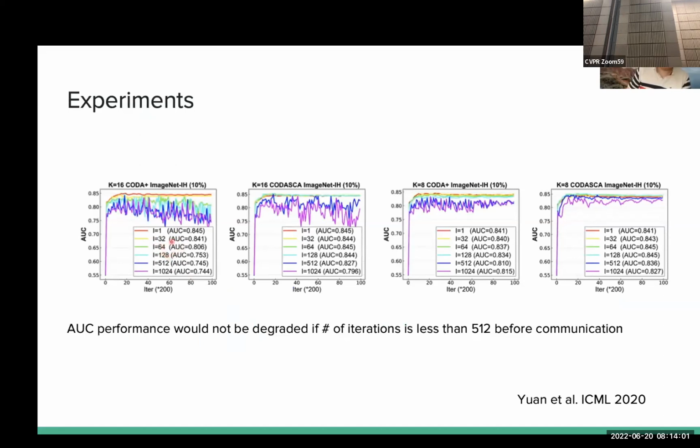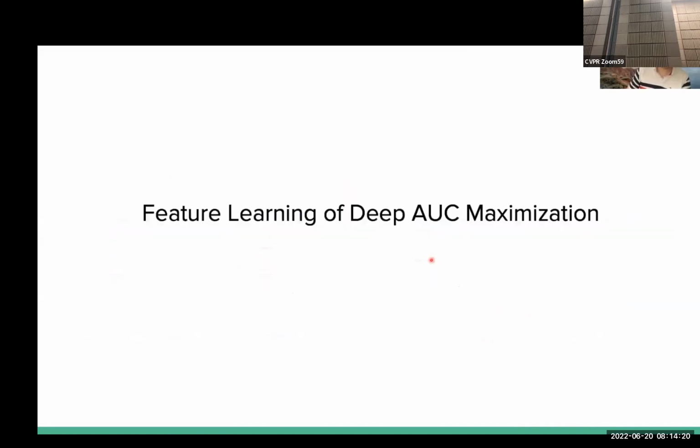They have some experiments showing AUC performance on different ImageNet datasets. They show that AUC performance is not degraded if the number of iterations is less than 512 before communication. So they can allow at most 512 iterations of local updates before communication happens. And then the last part is the feature learning of deep AUC maximization.